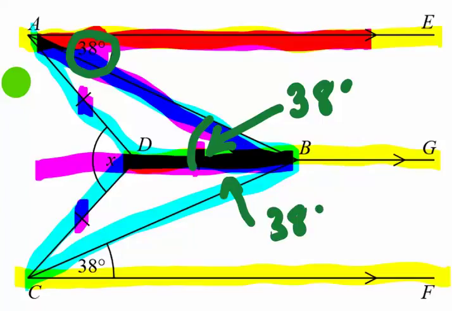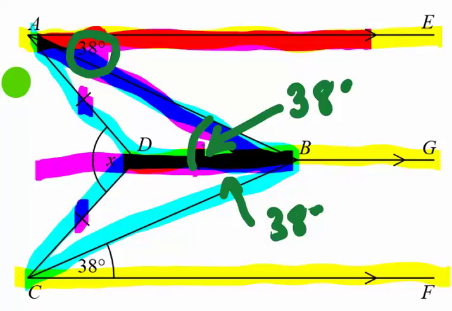That arrow is also 38 degrees, and indeed you've got another Z angle at the bottom here, so that if that's 38, then this angle here is also 38, because you've got a bottom Z angle there.